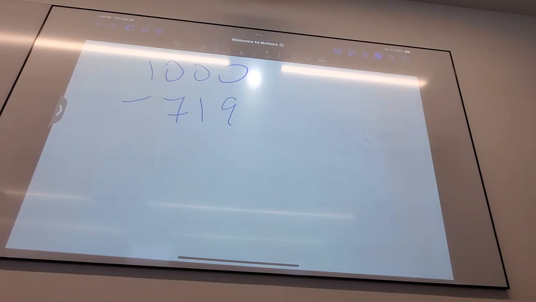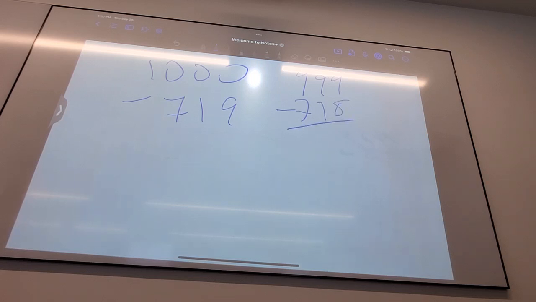Everybody with me? So I think I've talked about this a little bit before. Subtraction is how far apart two things are. So if I make one of the two parts a little smaller and make the other part equally smaller, it's still the same answer. They're still the same distance apart. I see what you're doing, but all I have to do is take away 1. So it'd be 999 minus 718.